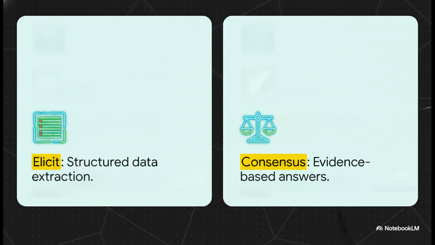On one side, we have Elicit. If you're tackling a massive systematic review, Elicit is going to be your absolute best friend. It's built for structured data extraction. Think highly detailed tables filled with methodologies, sample sizes, and outcomes. On the other side, we have Consensus. Consensus doesn't build tables. It tests specific hypotheses. You ask it an evidence-based question, and it immediately evaluates whether the published literature supports or rejects that specific idea.